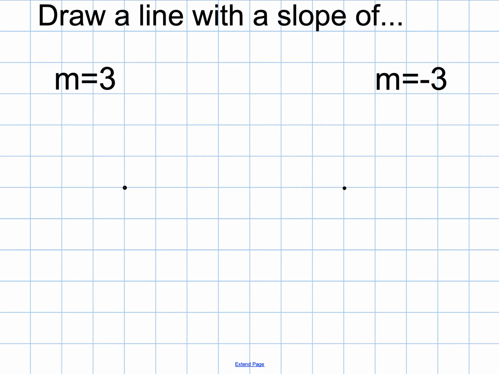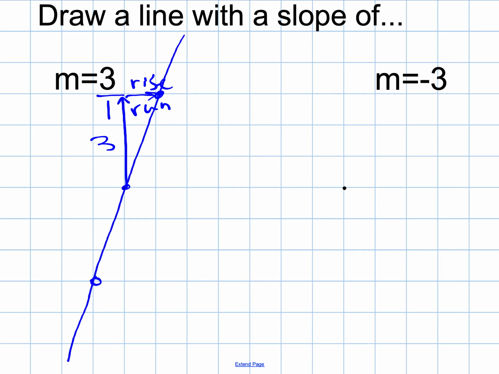Let's draw a line with a slope of 3. Remember, slope is rise over run. We want to have it as a fraction. This is going to be 3 over 1. We've got a rise of 3 and a run of 1. So we'll go up 3 and over 1, and we got our new point. I can also go down 3 and back 1 to get additional points, and we get this as our line.